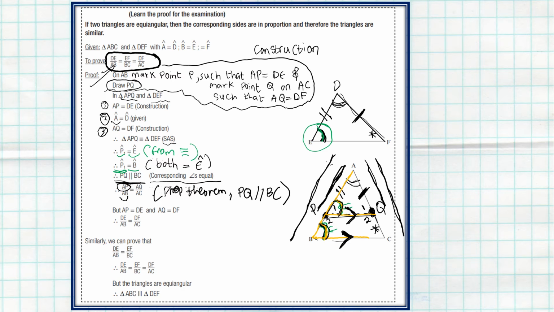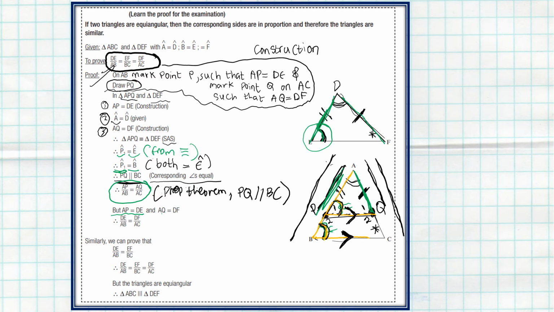But look at this. Very, very important. But let me highlight this in green. But initially, by construction, we said our AP is equal to DE, right? AP is equal to DE. And also by construction we said our AQ is equal to what?